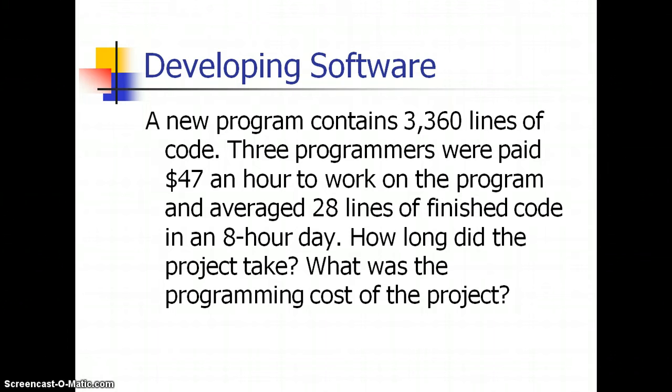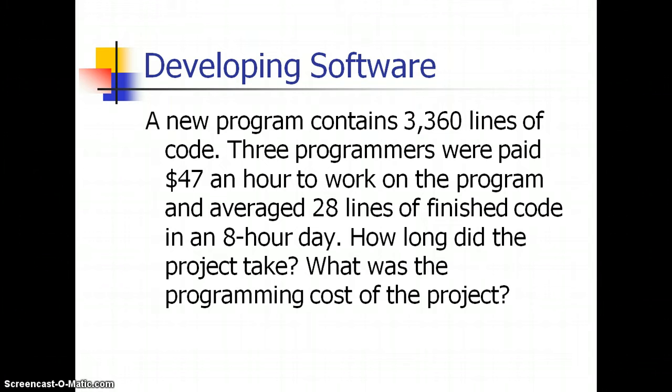So to figure these, once again, pause it, make sure you're figuring things correctly, then restart it. So you have 3 programmers, 28 lines of code. Multiply those out. Then you have 84 finished lines of code in a day. Then you have to figure out, well, how many days did it take me? So you take your 3,360 divided by your 84 lines of finished code that's done every day. Ends up being 40 days that they worked on this. Personally, I couldn't sit there that long doing this.